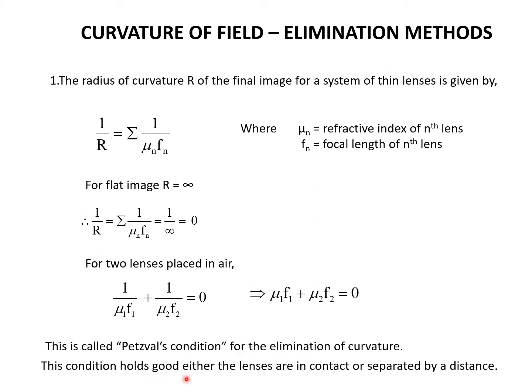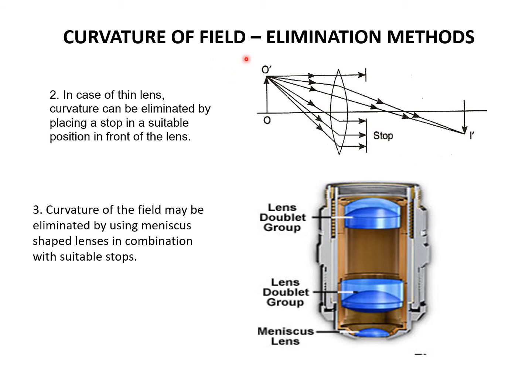This condition holds good whether the lenses are in contact or separated by a distance. So, the condition for minimizing the curvature of field defect is said to be Petzval's condition, and it is nothing but mu1 f1 plus mu2 f2 equal to 0. Coming to the second minimization method, this is the minimization method for all monochromatic aberrations.